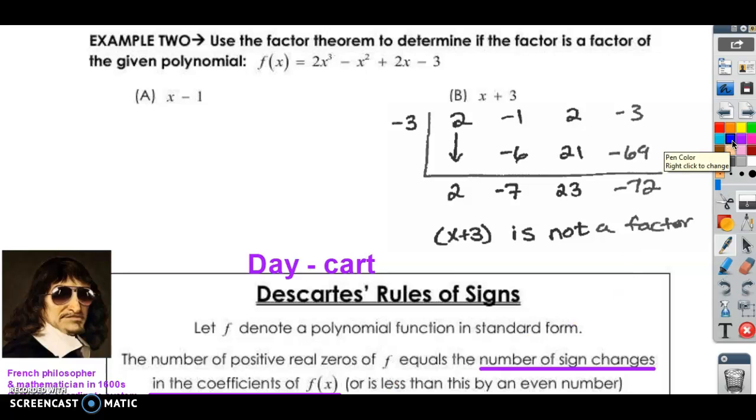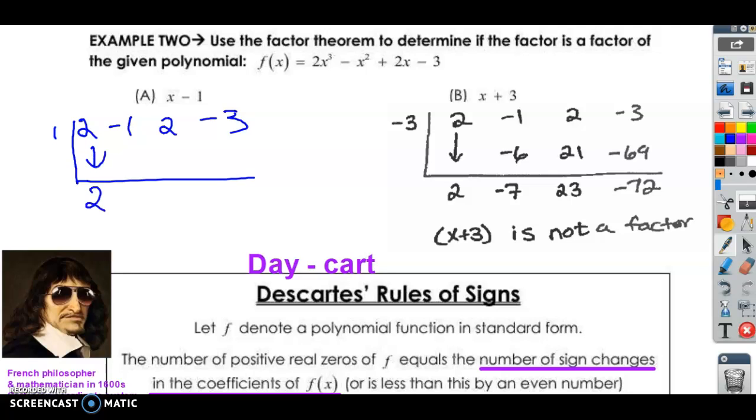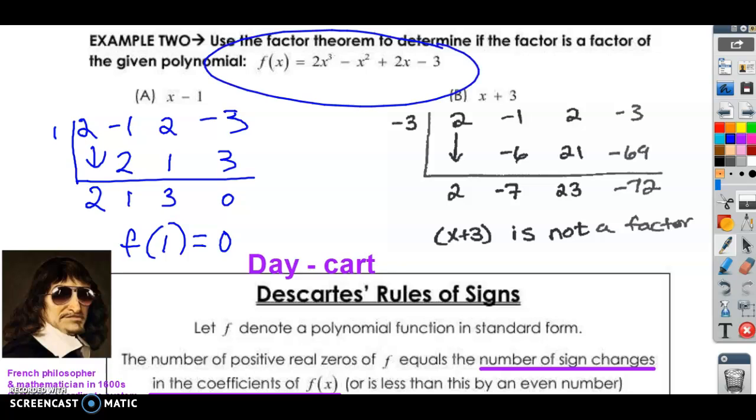So we're going to divide through using synthetic division by c, which is 1 in this case. Our coefficients are 2, negative 1, 2, and negative 3. I start by bringing down the 2. 1 times 2 is 2. Negative 1 plus 2 is 1. 1 times 1 is 1. 2 plus 1 is 3. 1 times 3 is 3. Look, 0. So when I plug in f of 1, I should get 0. It should go in evenly. So x minus 1 is a factor of this original polynomial.